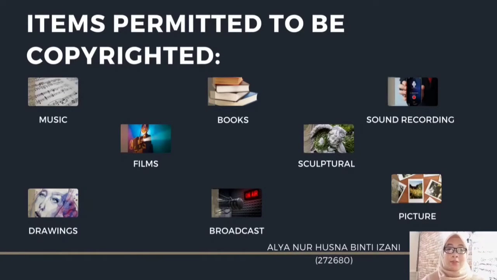Copyright law in Malaysia specifies the creative items which may be protected through copyright in the country. As you can see from the slide, these are among the items which may be copyrighted in Malaysia: musical works, books, films, sound recordings, broadcasts, and many others. Before any of these creative works may be copyrighted, sufficient evidence must be provided which confirms that such works are original pieces. Therefore, to establish ownership of any copyrightable work in Malaysia, the creator of the work should prepare the appropriate documentation to prove ownership.